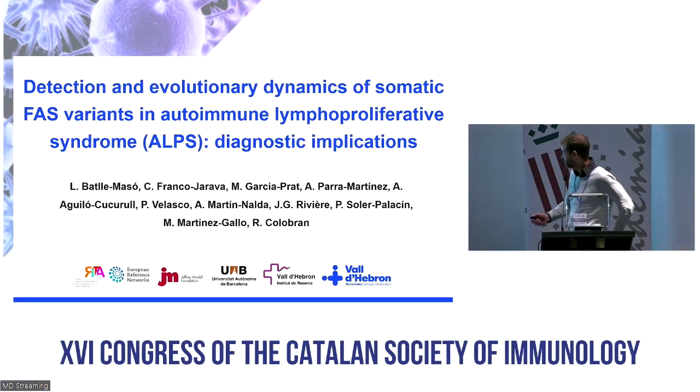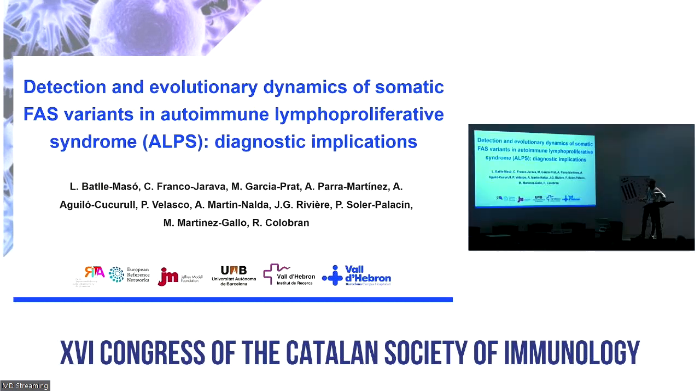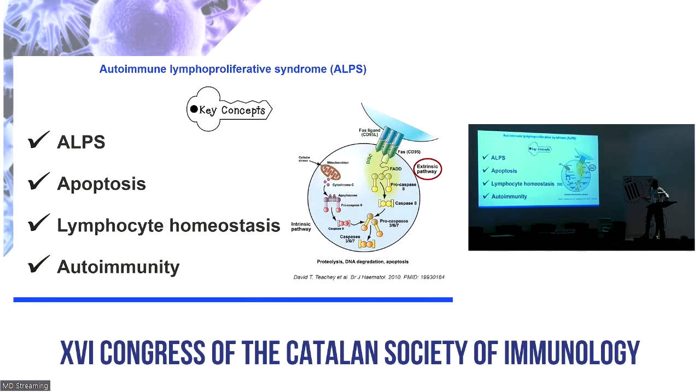So this communication is about how to detect and monitor somatic variants, in this case in autoimmune lymphoproliferative syndrome, or ALPS. And ALPS is a good model to understand the importance of apoptosis in lymphocyte homeostasis.